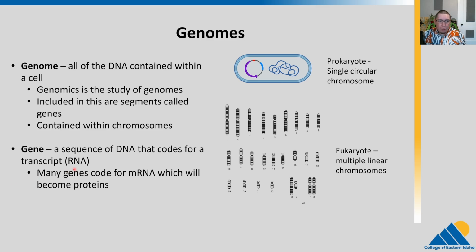Most genes code for mRNA. They will get turned into mRNA, which will then get turned into a protein. So we used to say that genes were areas that coded for proteins, but that's not quite true. Our definition is going to be really specific and very modern: a sequence of DNA that codes for a transcript or an RNA. That is what a gene is.